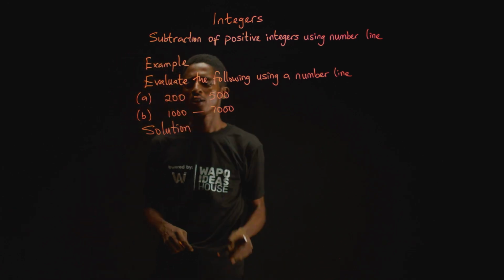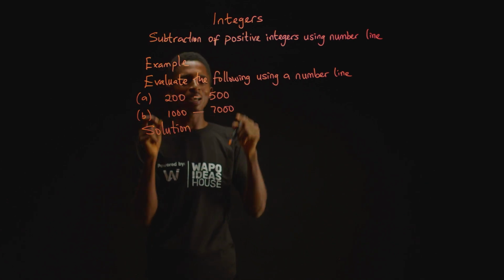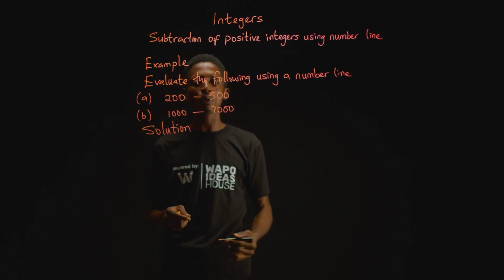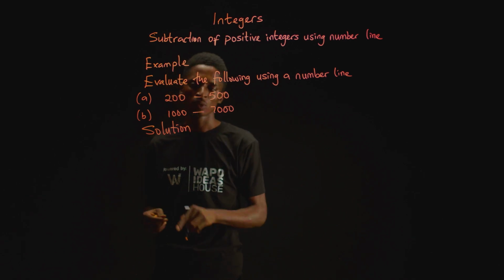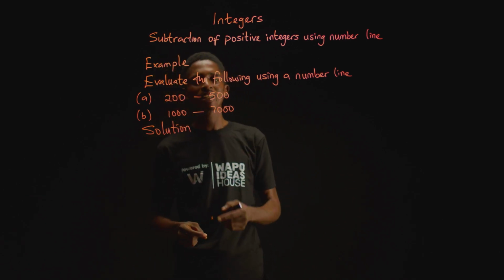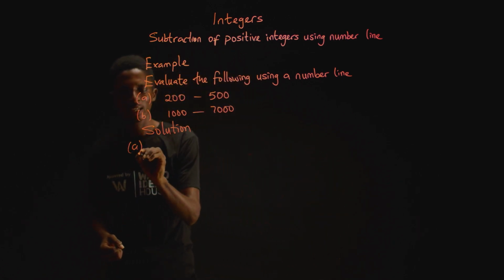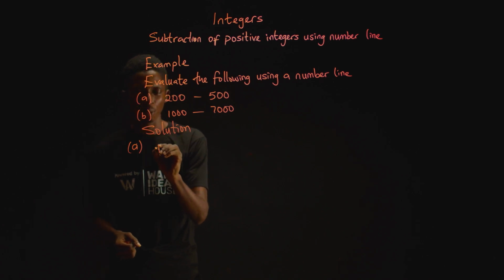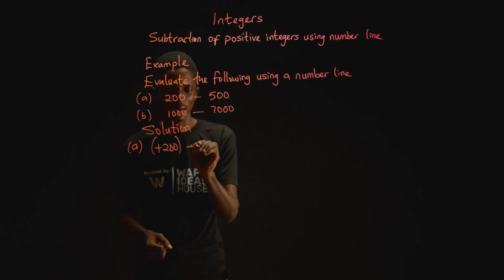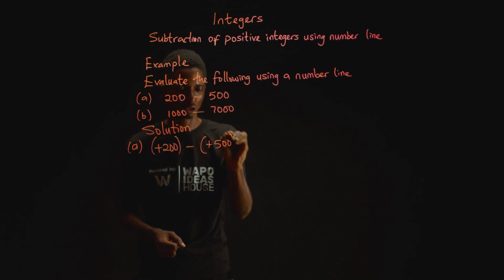To solve the first expression, you write the same expression indicating what type of integers the numbers are. 200 is a positive integer. 500 is also a positive integer. So for A, we have plus 200 minus plus 500.